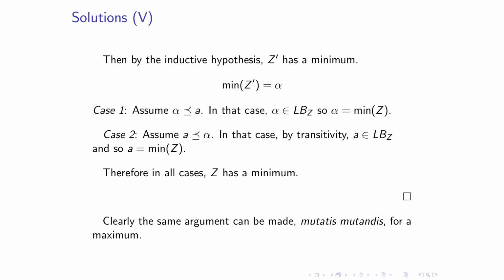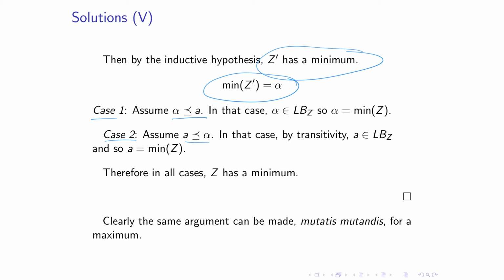For now, let's just focus on the minimum. So Z prime has a minimum, and let's call that alpha. And let's consider two cases. Either alpha precedes A, or A precedes alpha. This is precisely the point at which we really need that the ordering is a total ordering, because if it were not a total ordering, we wouldn't necessarily know that at least one of these two cases must hold. That is due to totality.